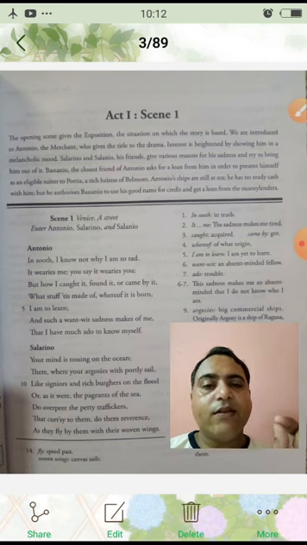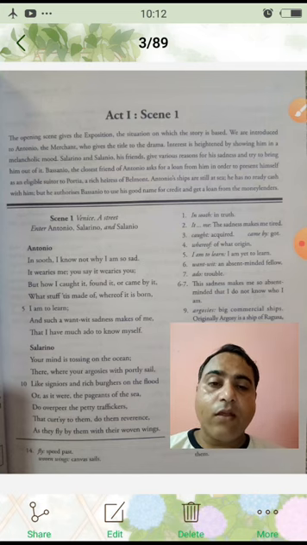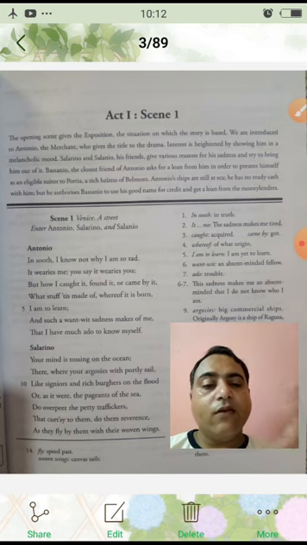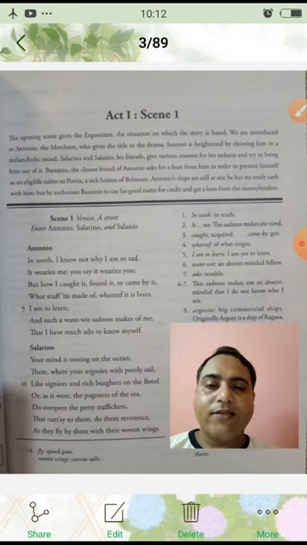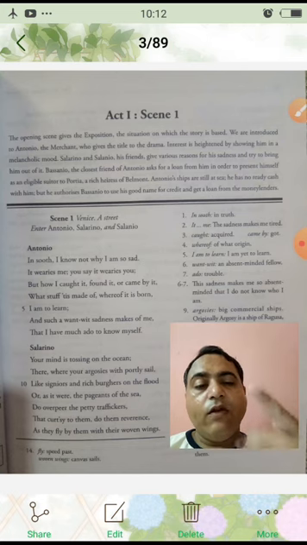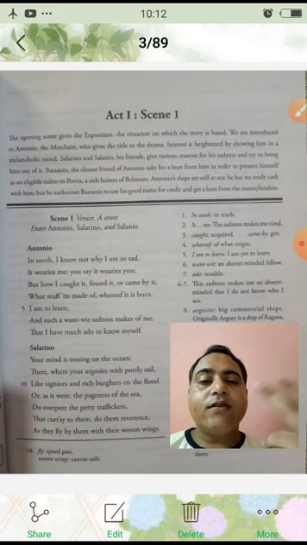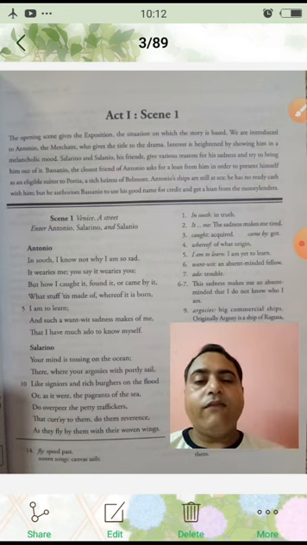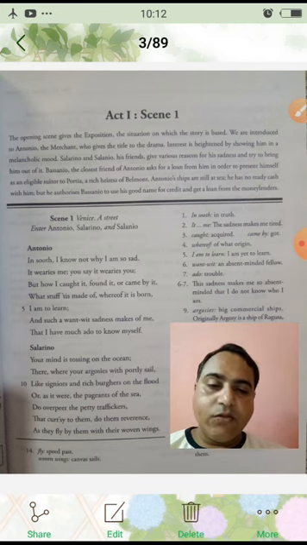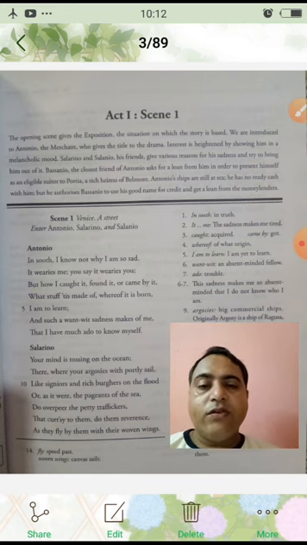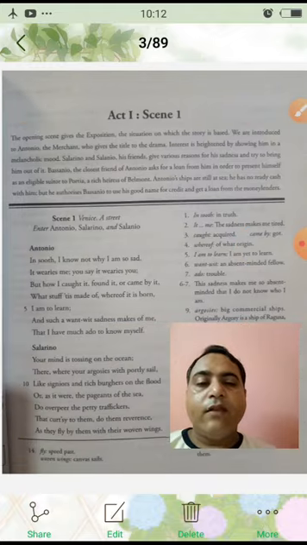Always keep this in mind: where the scene is taking place, where things are going on. So this scene takes place on a street in Venice. And which characters are present in this scene? Antonio, Salarino and Salanio. Now who is Antonio? Antonio is a rich merchant of Venice. And who are Salarino and Salanio? They are friends of Antonio. Now we shall begin the explanation.